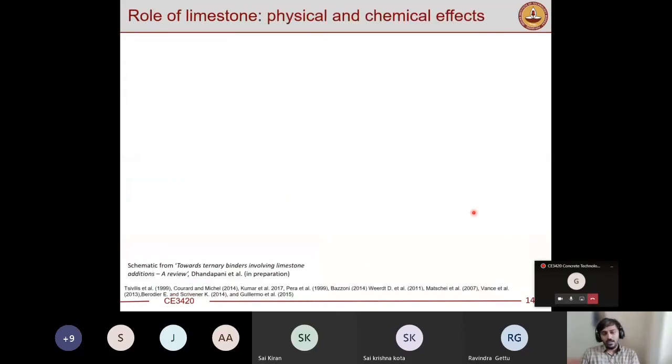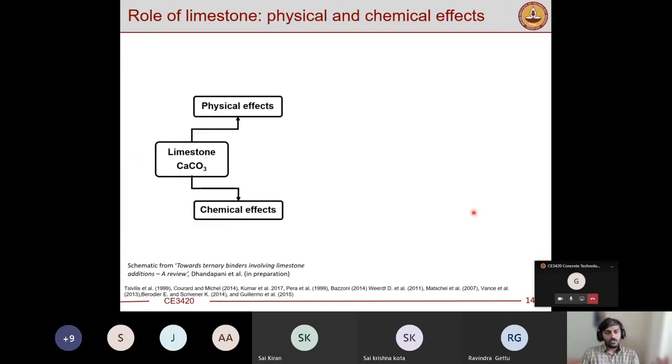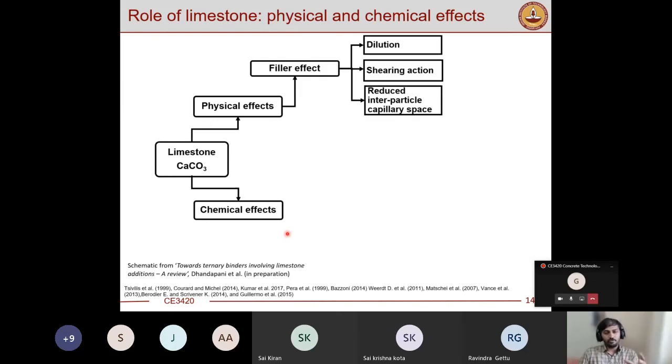This is one major reason why limestone is getting a lot of attention, right? There are other chemical effects as well. What I discussed is one of the physical effects. So let's look at what limestone brings into a hydrating cementitious system, right? It has two major roles. One I am classifying as a physical effect. The other can be classified as a chemical effect. In physical effect, it's basically called the filler action, where you have three major components.